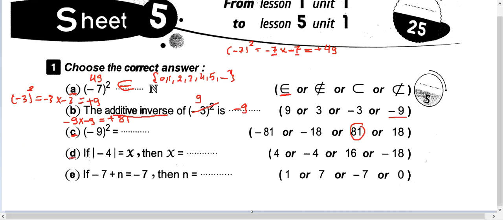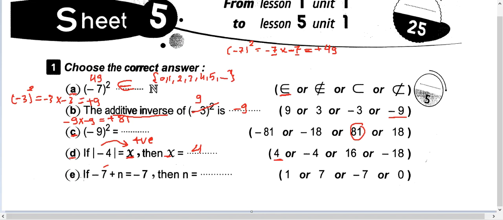Question D, he said the absolute value of negative 4 equals x. Then x equals what? We said before absolute value changes the sign, the result must be positive. So x here must be positive. The absolute value of negative 4 equals 4. So x equals 4.